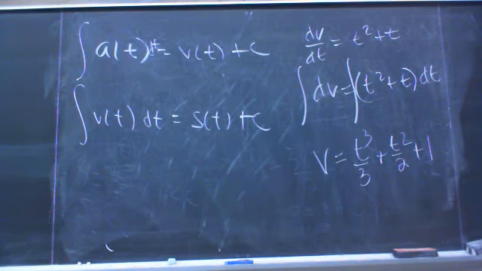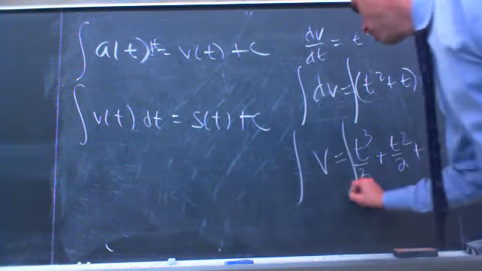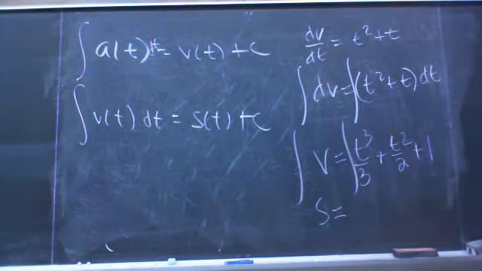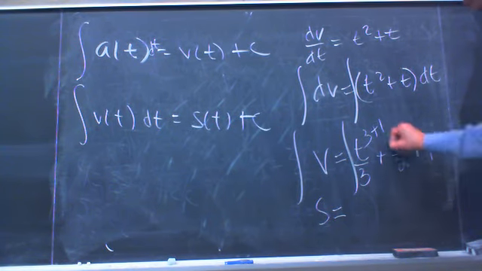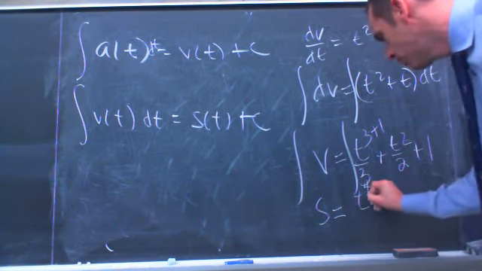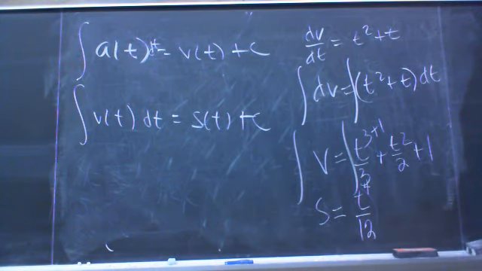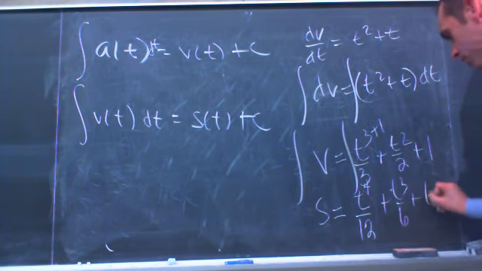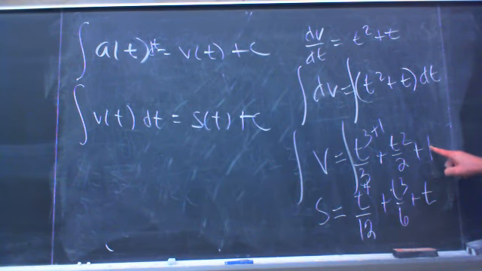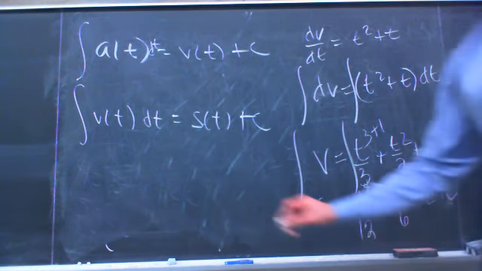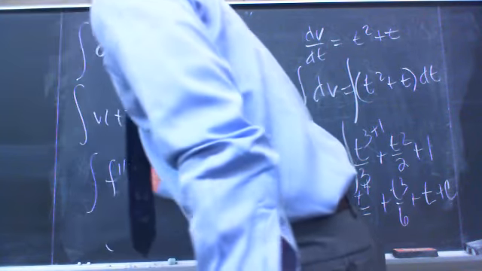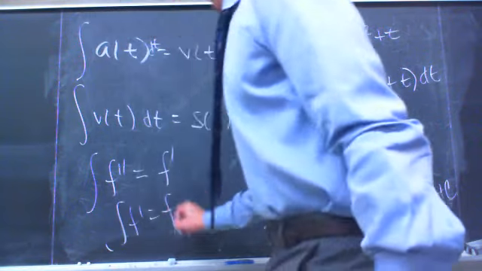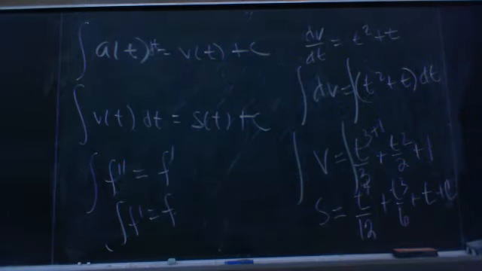We can find position. The antiderivative of velocity is what? When you increase this by 1, you get t to the 4th. When you divide by it, you get 12, right? Then t cubed over 6 plus t. The antiderivative of 1 is t plus c. Look up here. The antiderivative of f double prime is what? The antiderivative of f prime is what? f. To be continued. Okay?